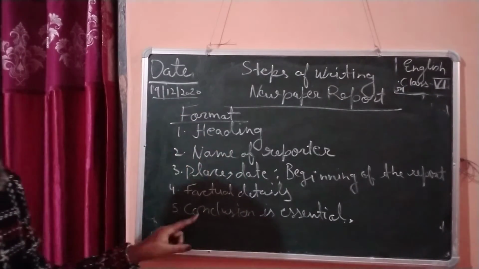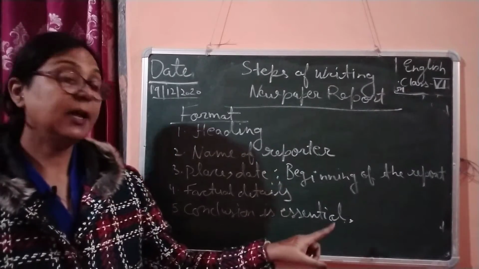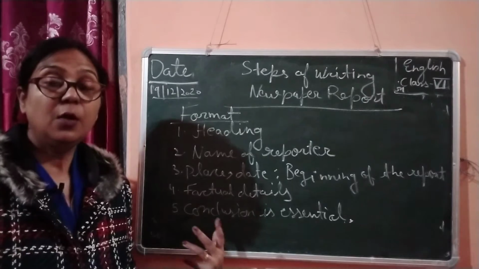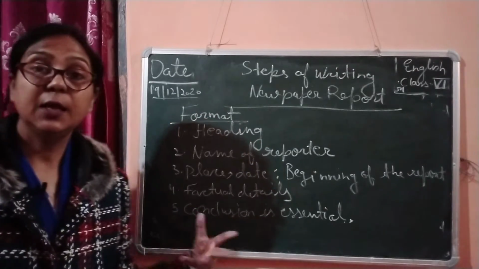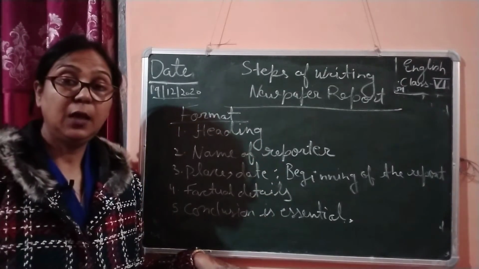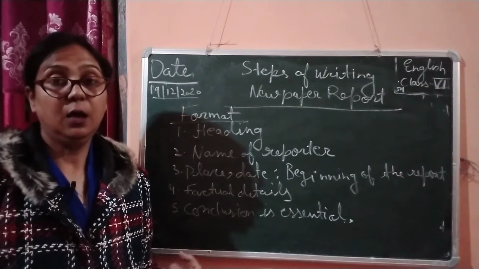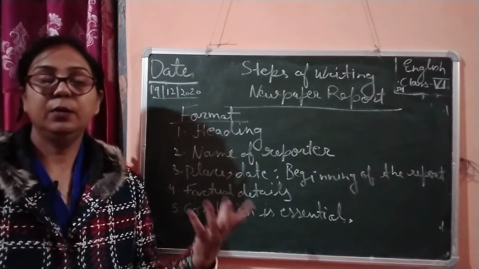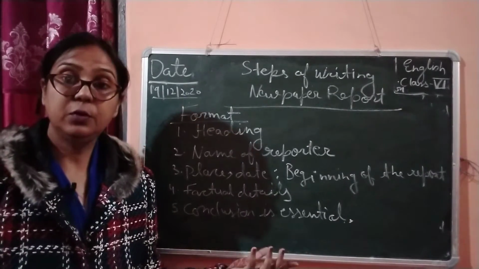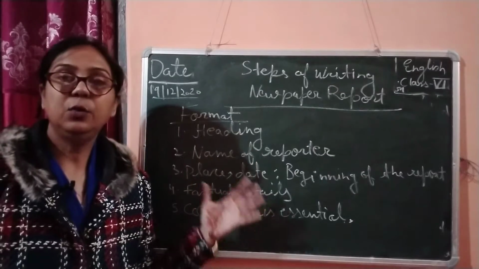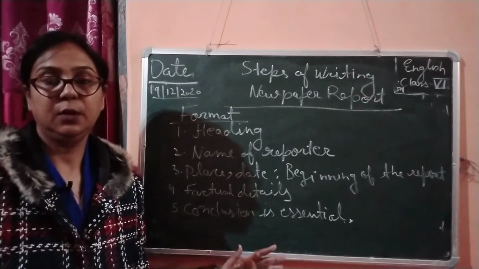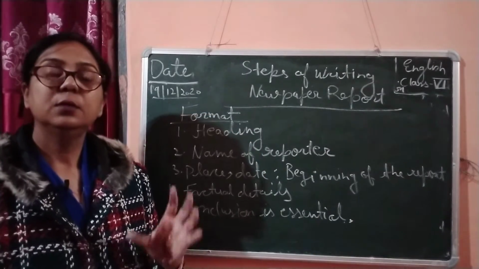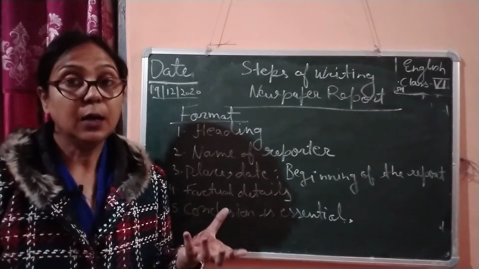Now, fifth point, that is conclusion is essential. It means whatever steps were taken by the police, that should be mentioned over there. And how many robbers were caught, or whatever happened yesterday or in the morning before 12 o'clock, that also has to be mentioned. Otherwise, your newspaper report will not be complete.